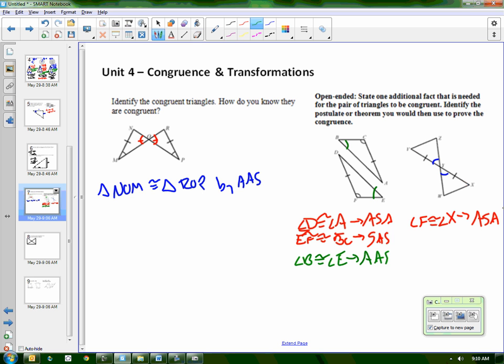I could do angle, side. That would be Z, and I think that's a W. If you told me that angle Z is congruent to angle W, that would be angle, side. And the last thing that I could do would be side, angle, side, if you told me that YZ was congruent to YW, or WY, doesn't really matter. Side, angle, side. So these are just proof reviews.